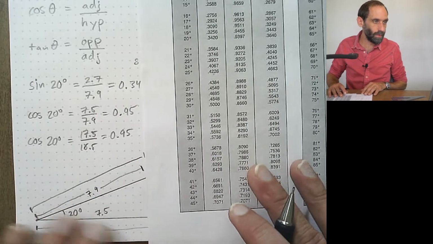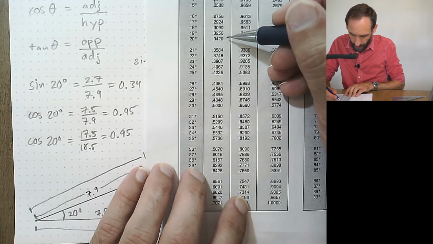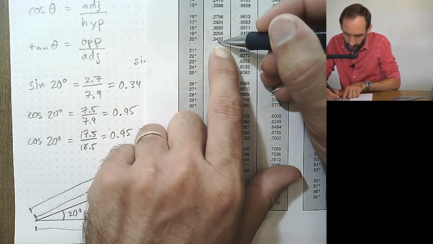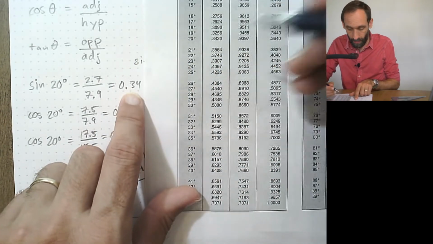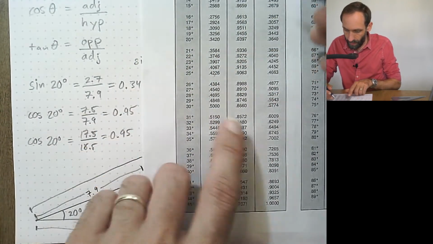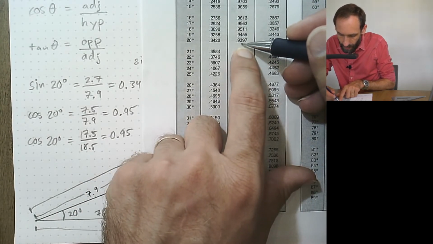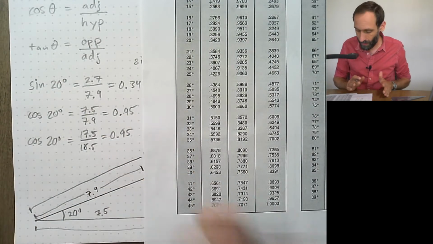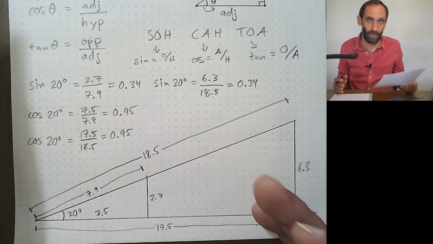So for 20 degrees, we see here that the sine of 20 degrees should be 0.34 if we round to the nearest hundredth. And what do we get? 0.34. We're right on track. Now the cosine, if we round to the nearest hundredth, should be 0.94. We got 0.95. So we're off by 1/100th, which is a measuring error. The tools I'm using are not perfect.